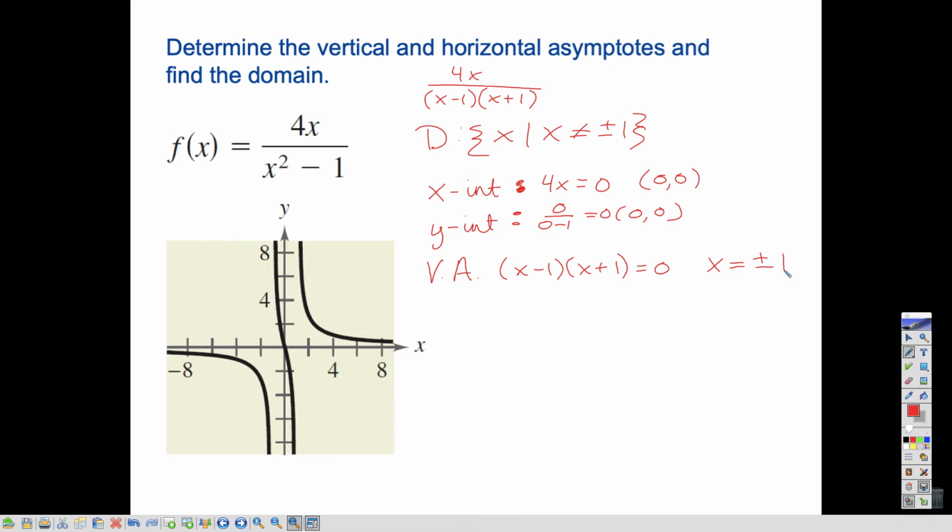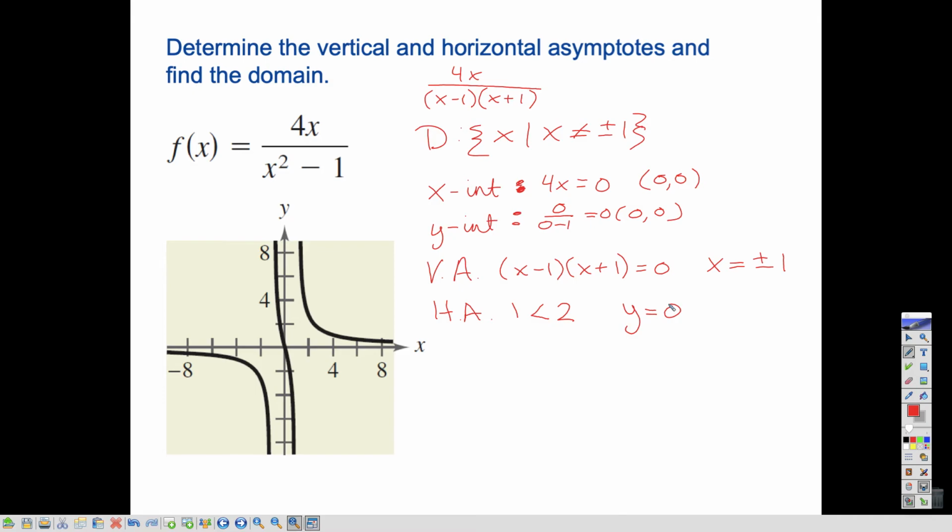Now we have our HA, which is horizontal asymptotes. And horizontal asymptotes are degree. What is the degree of the numerator? 1. What is the degree of the denominator? 2. So 1 is what, 2? Less than 2. So y equals 0. Because your rules tell you if the degree of the numerator is less than the degree of the denominator, it's y equals 0. Every time. That's why I always write the degree of the numerator, the degree of the denominator, and put my inequality in the middle.